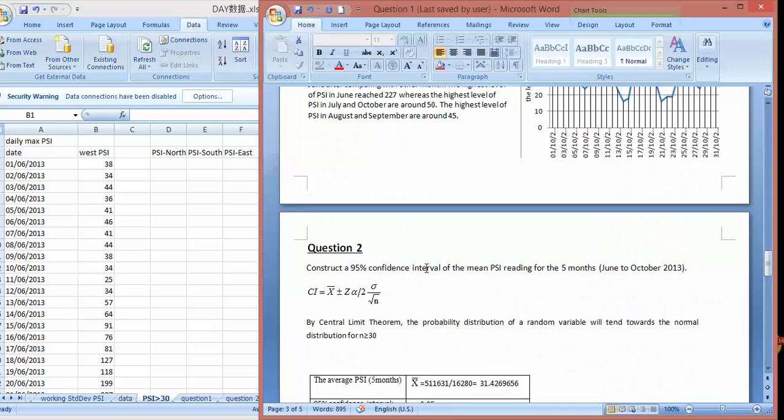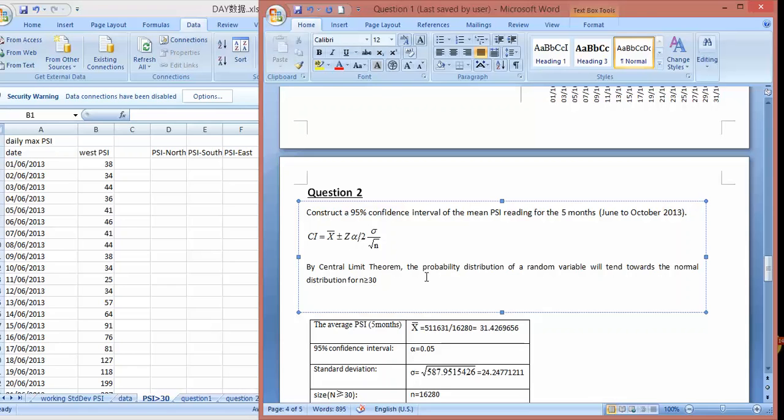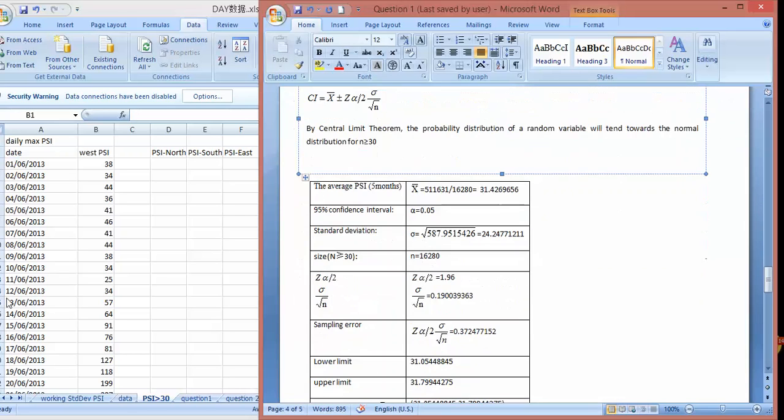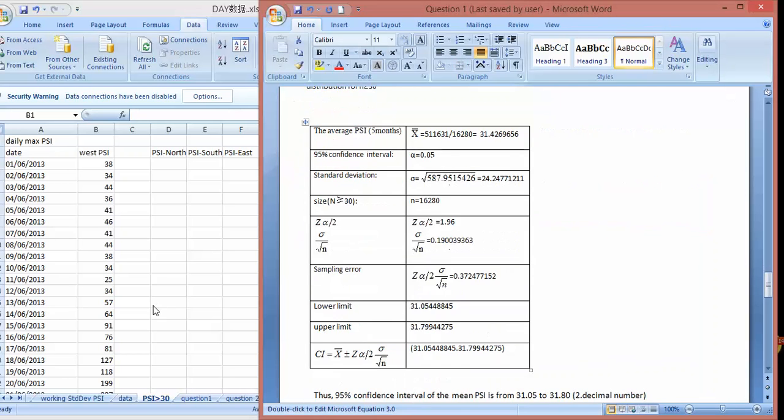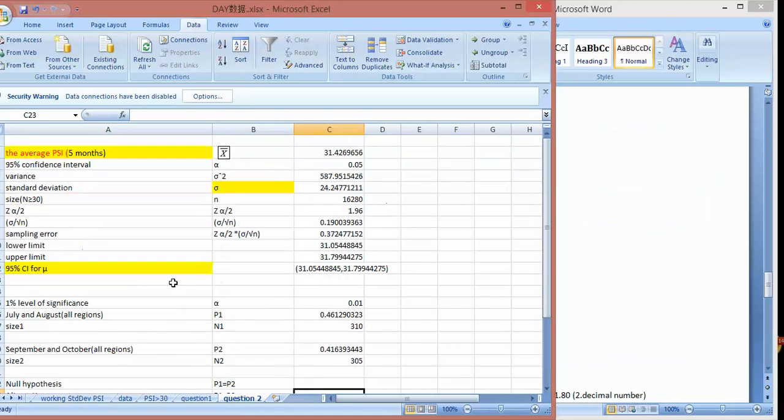For question 2, construct a 95% confidence interval of the mean PXI reading for the 5 months. By the central limit theorem, the probability distribution of a random variable will tend towards the normal distribution when n is more than 30. We can see that our n size is more than 30, so we can use this formula to help us. The first step is to generate the average. So I count the total number and divide by the size.